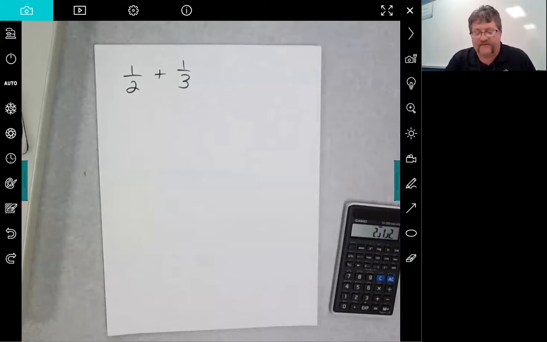Now, there's a technique to find what we call the lowest common denominator. It involves a prime factorization of each one, which in this case is easy, but when the numbers are bigger, it gets a little more involved.